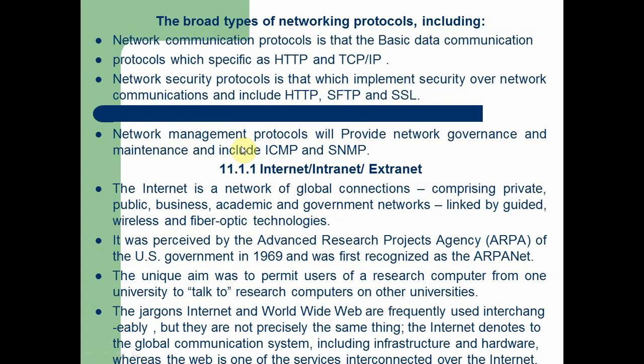The protocols are called ICMP and SNMP. So here you can see three types of protocol. One is communication protocol, examples are HTTP and TCP. Second one is security protocol, examples are HTTPS, SFTP and SSL. Third one is management protocol, examples are ICMP and SNMP.